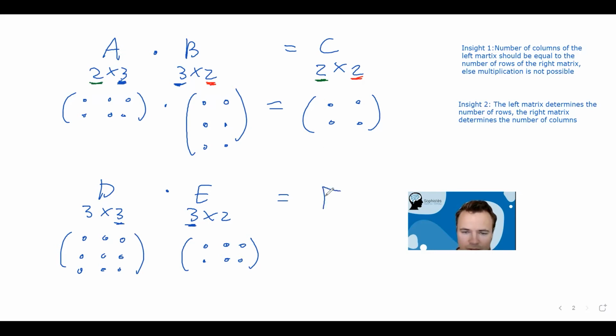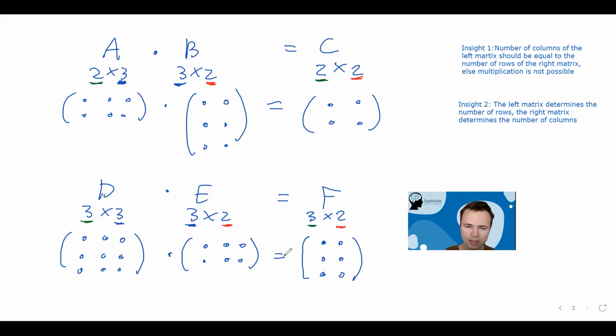Then what will be the new order? You say, well, the left matrix gives me the left number. So now I know that the number of rows of my new matrix will be 3. And the right matrix will give me the right number. So I know now that it will have 2 columns. So my new matrix will look like this: 3 rows and 2 columns. So this is what you will get.